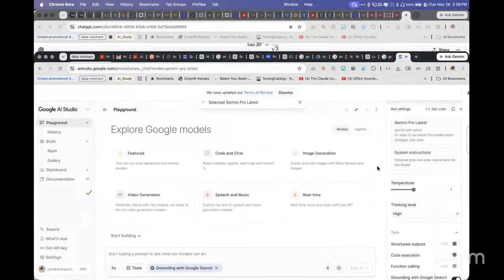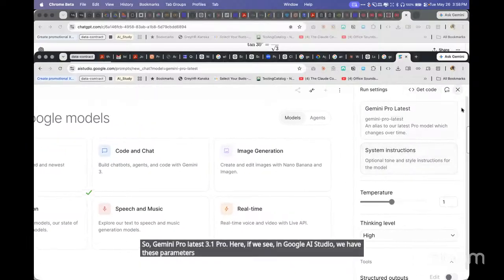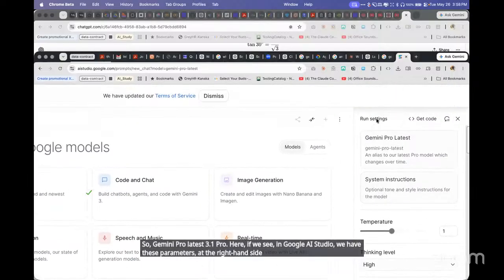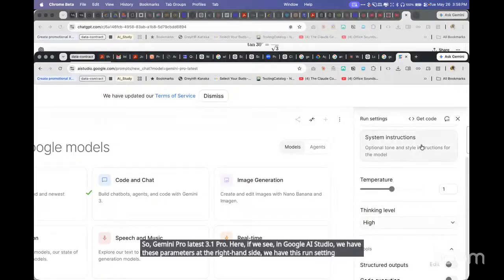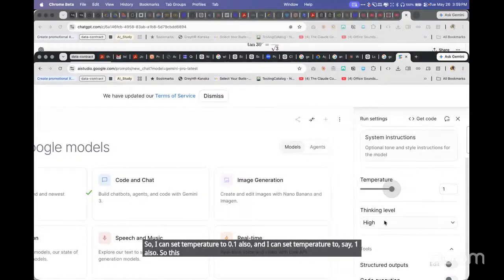So Gemini Pro latest 3.1 Pro. Here, if we see in Google AI Studio, we have these parameters. On the right hand side, we have this run setting, and here the system instruction and then temperature. I can set temperature to 0.1, and I can set temperature to say 1 also. So this way you can vary the temperature.